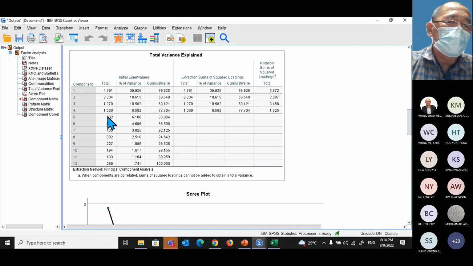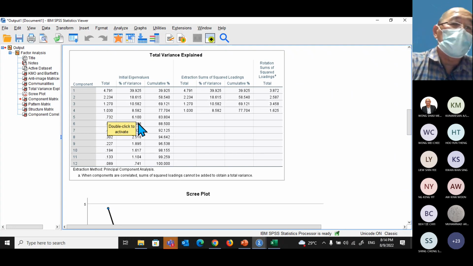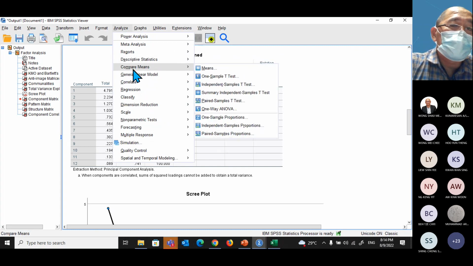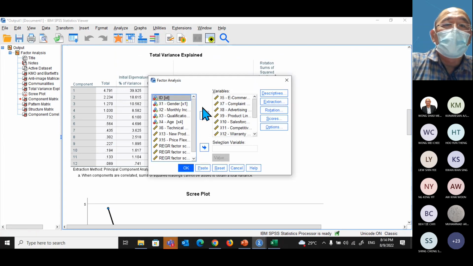Actually, it's a little bit subjective. Let's say you want to add one more, you add component 5, not component 6, to make up the 60%. But actually another method is that you can only choose one criterion. You cannot have two. So we follow the eigenvalue more than 1. Remember just now we can only choose one, cannot choose two.